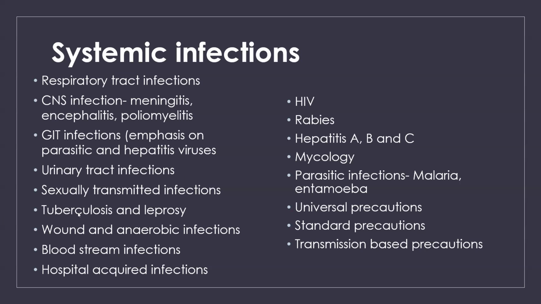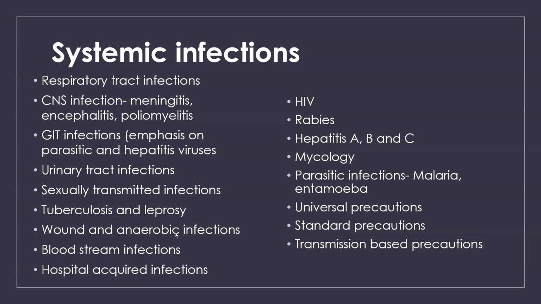And next, STIs, sexually transmitted infections. In the sexually transmitted infections, you focus more on syphilis and gonorrhea. And next, tuberculosis and leprosy. Tuberculosis and leprosy are also important. Tuberculosis is the most common essay question, and leprosy previously came for 5 marks. And next, wound and anaerobic infections.